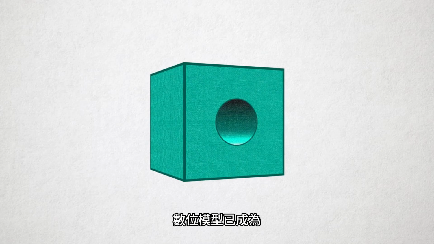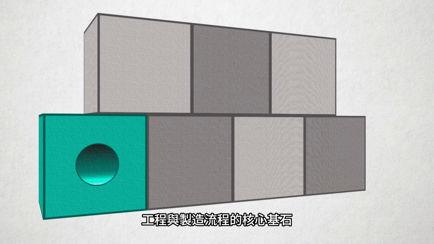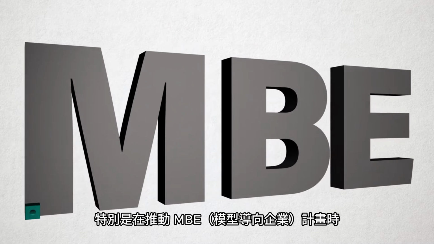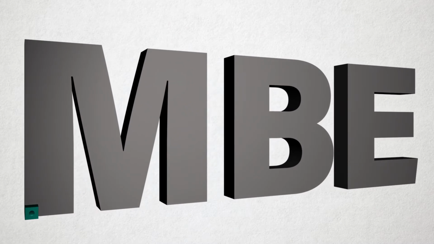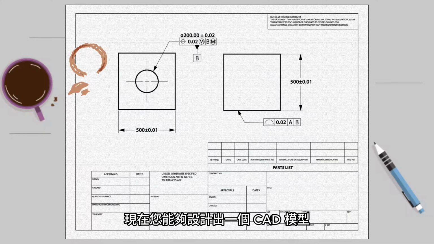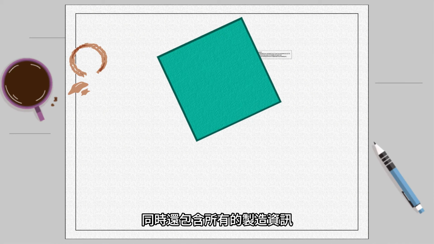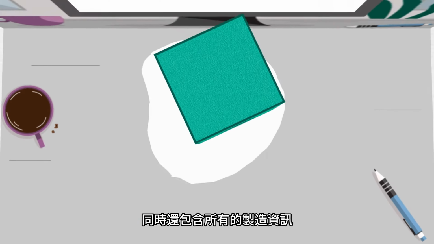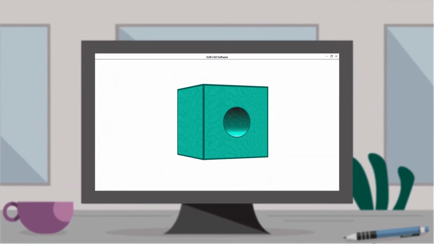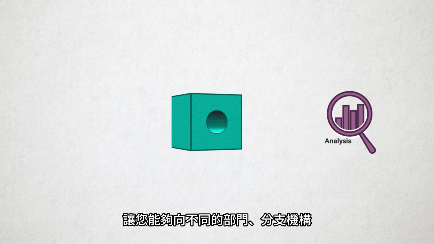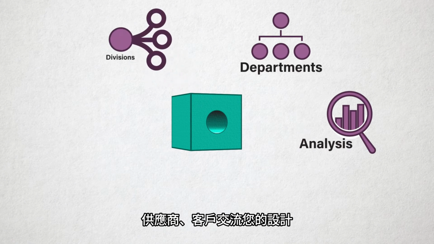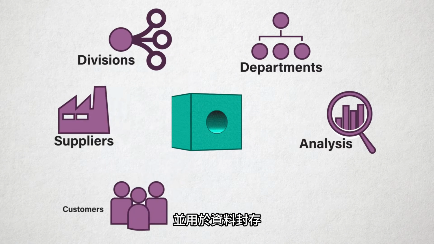The model has become the cornerstone to the engineering and manufacturing process, especially for MBE initiatives. Now you are able to design a CAD model that is both representative of the geometry, but also houses the manufacturing information. The model will be the tool that allows you to communicate your designs to different departments, divisions, suppliers, customers, and for archival.